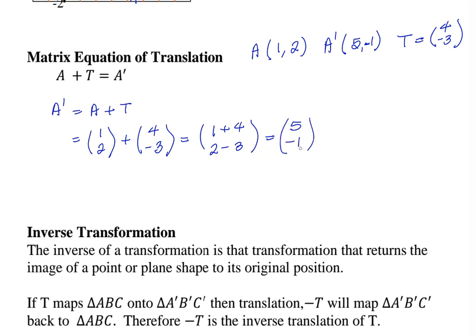All right, so this would be A prime. So A prime would have coordinates 5, minus 1, all right? So this is actually something that works. The matrix equation of translation works for all the points. Say if I used B and B prime, it would also work.